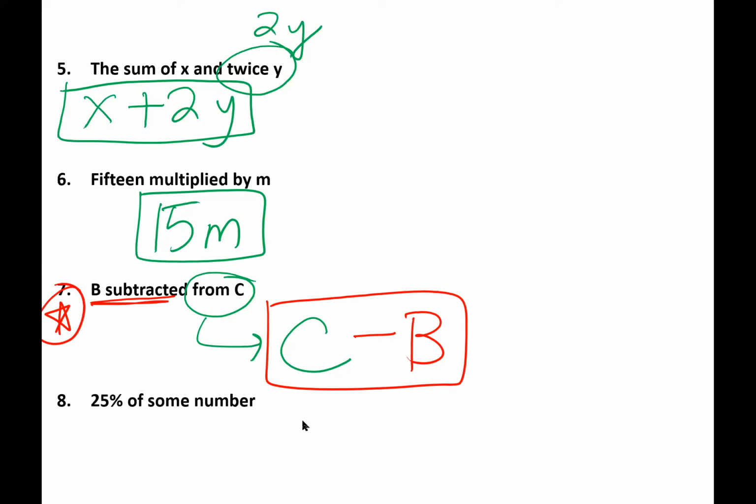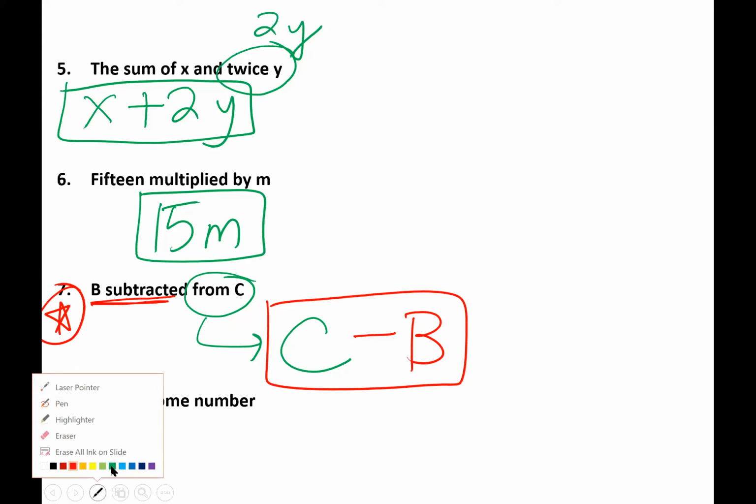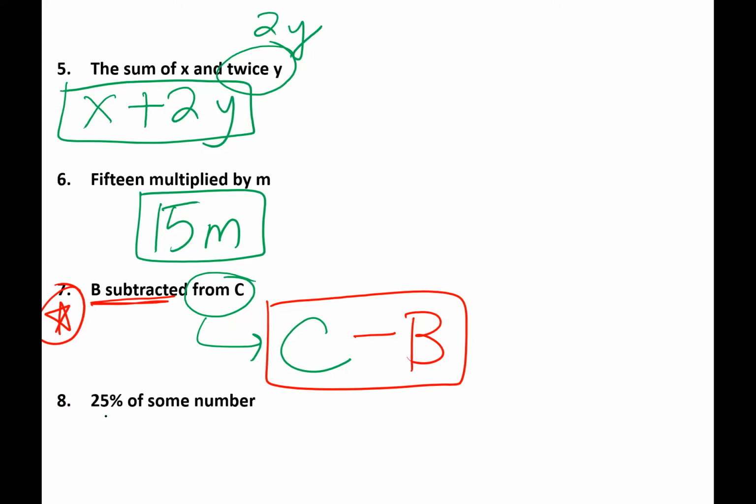All right, problem number 8, 25% of some number. We talked about percent, so 25%, we'll change that to a decimal. That's 0.25, and you can do that by moving the decimal twice to the left, or you can just do it by dividing by 100. So 25 divided by 100 becomes 0.25. So 25% of some number, we would write 0.25x.